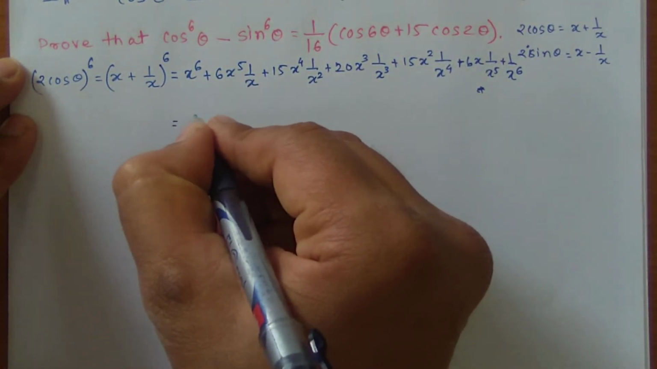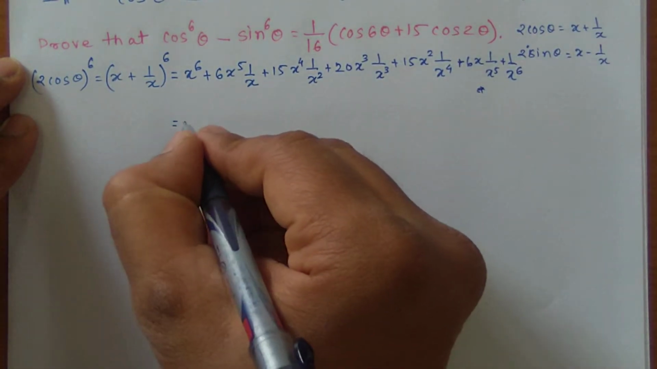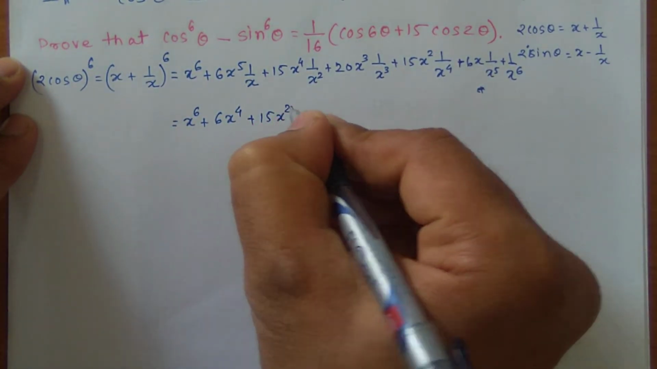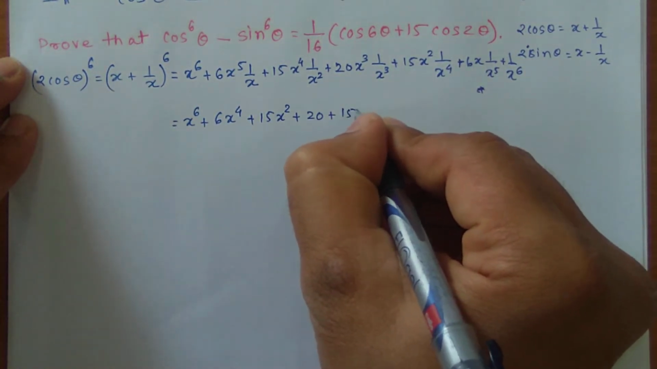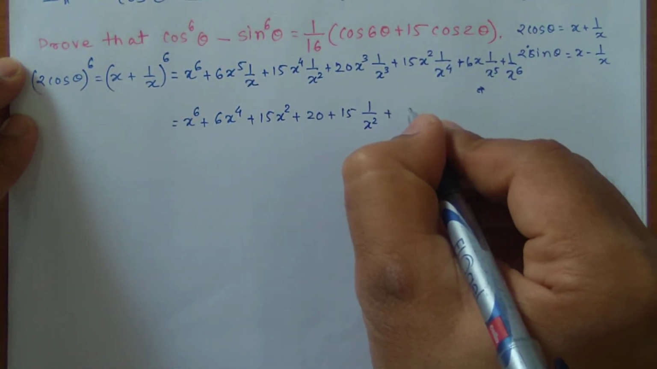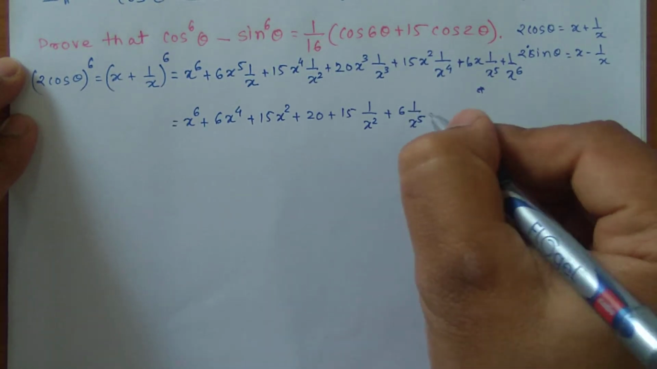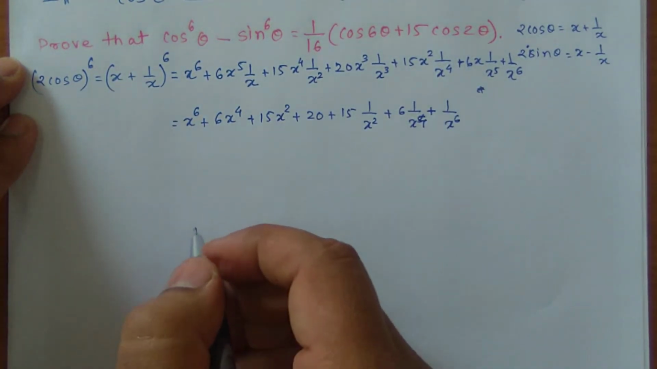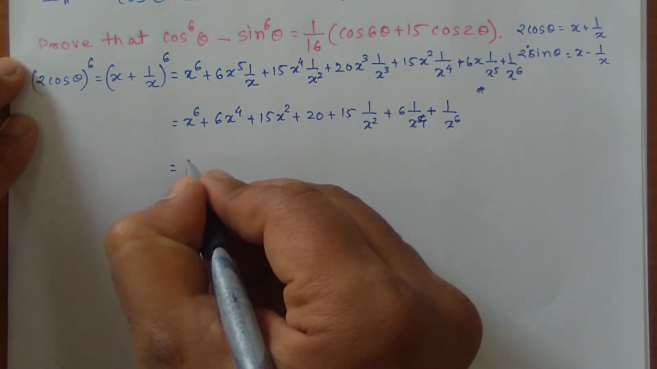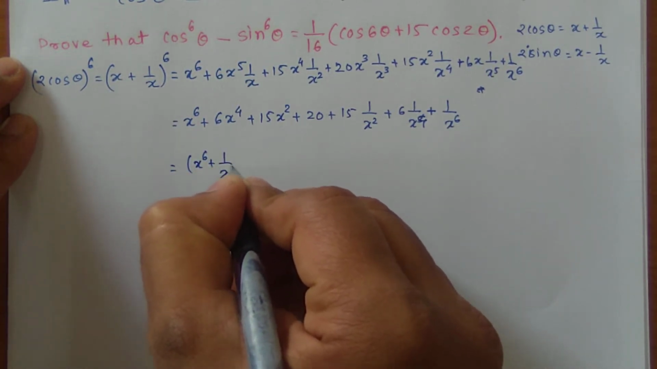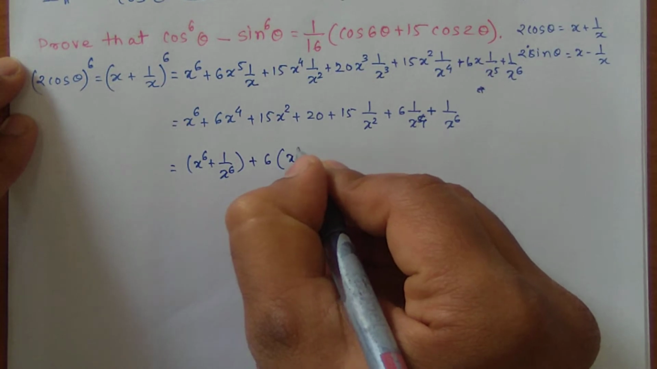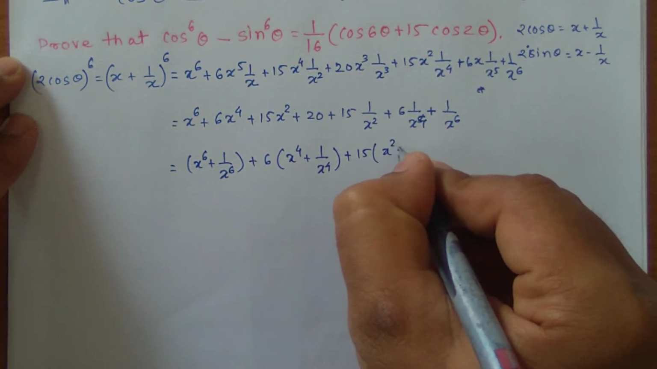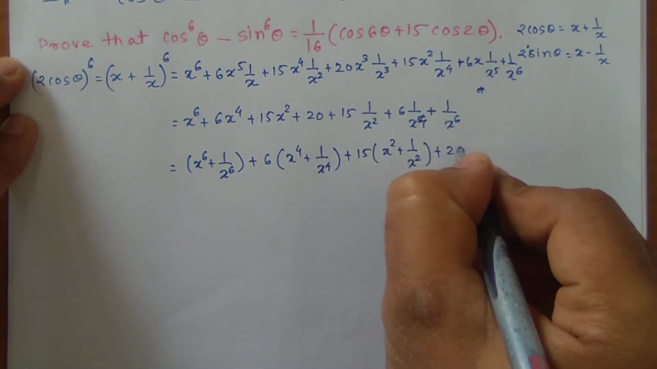Okay, now after simplification what we are getting is x raised to 6 plus 6 x raised to 4 plus 15x square plus 20 plus 15 into 1 upon x square plus 6 into 1 upon x raised to 4 plus 1 upon x raised to 6. Now we are taking those terms together where the powers are the same. Hence we have x raised to 6 plus 1 upon x raised to 6 plus 6 times x raised to 4 plus 1 upon x raised to 4 plus 15 times x square plus 1 upon x square plus 20.